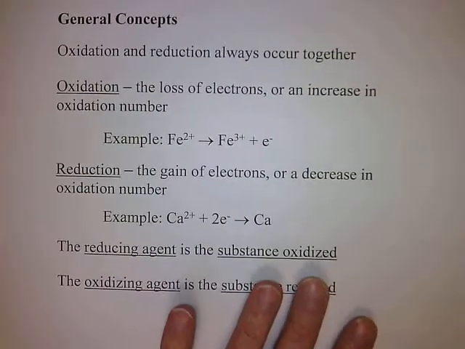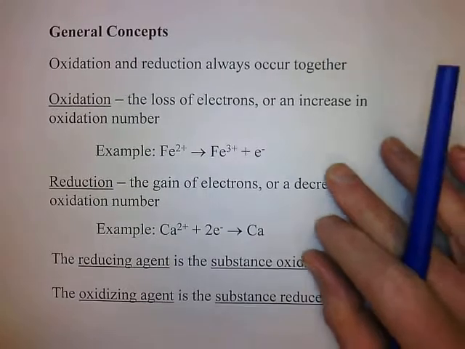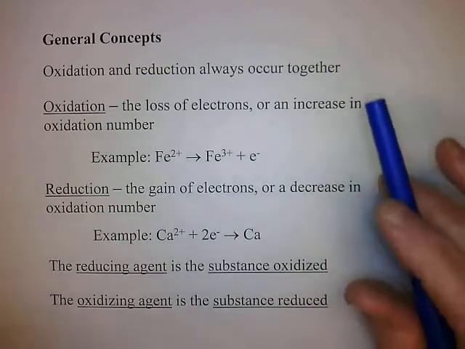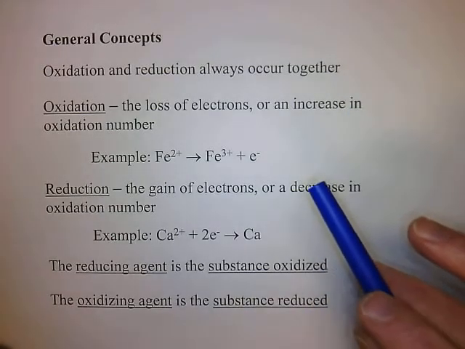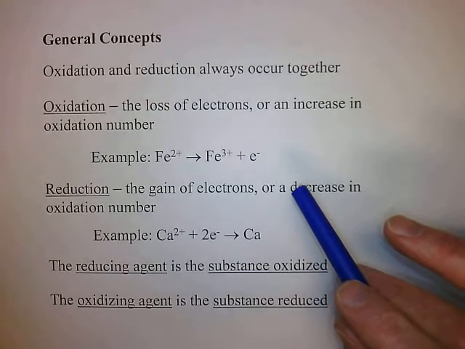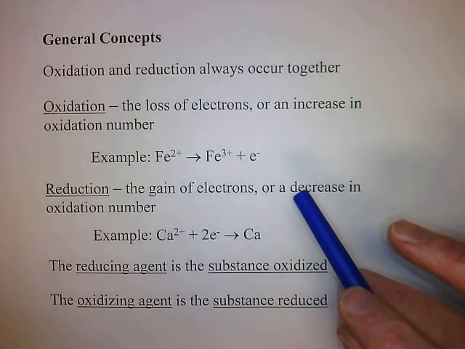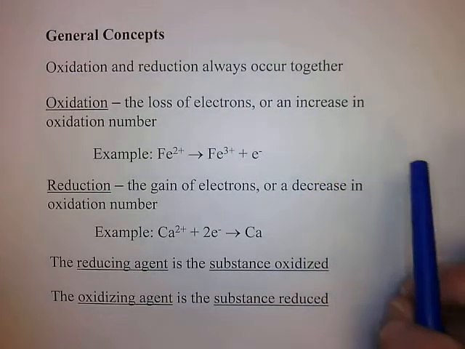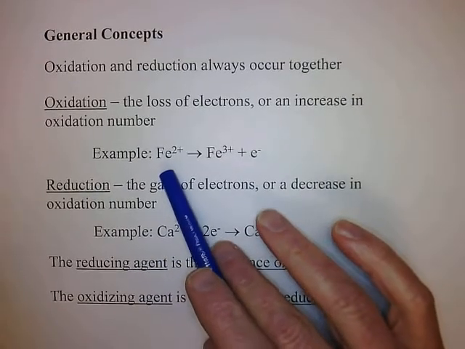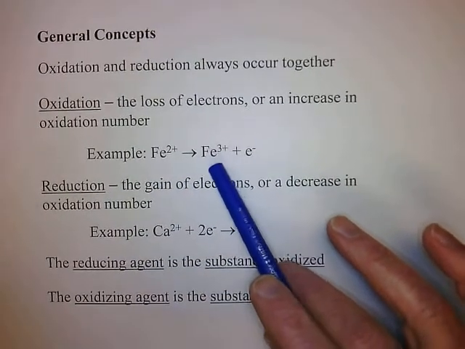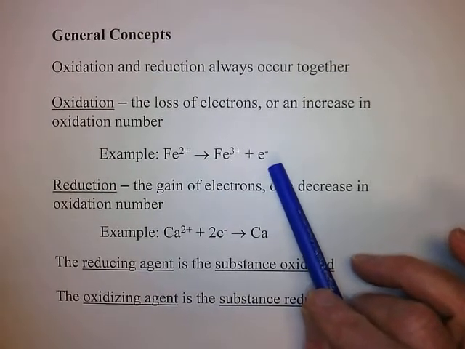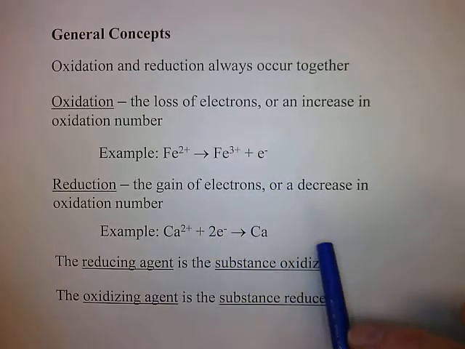Okay? So let's talk about some general concepts here. First of all, what's oxidation and what's reduction? This should be a review. All right, so oxidation and reduction always occur together. Why that is, I'm going to talk about. Okay, so the definition of oxidation is the loss of electrons or an increase in oxidation number. Okay, so for example, if you go from an iron 2 to an iron 3, and the process involves the loss of electrons, therefore that defines it as an oxidation.